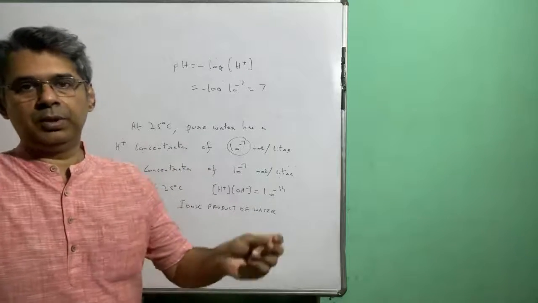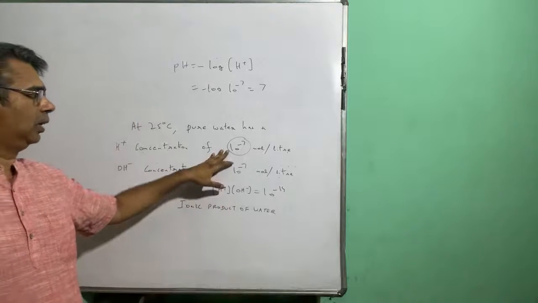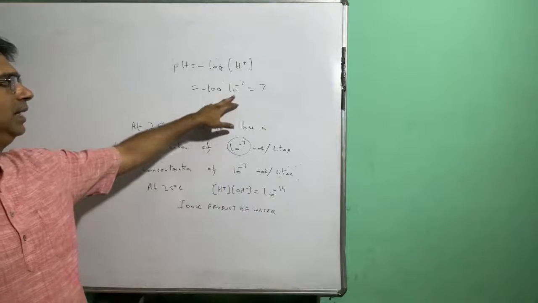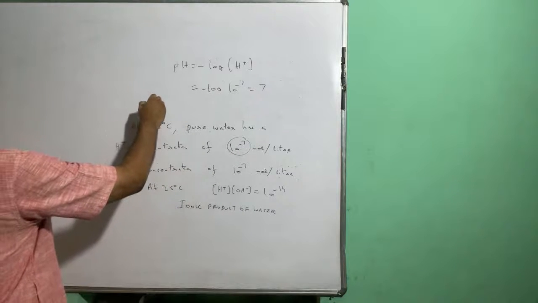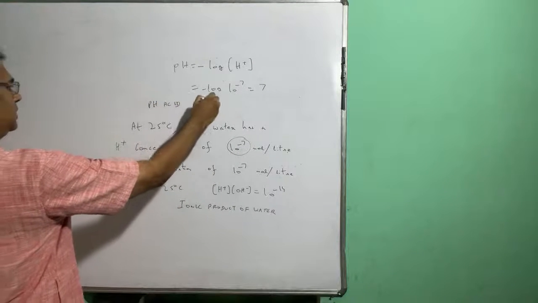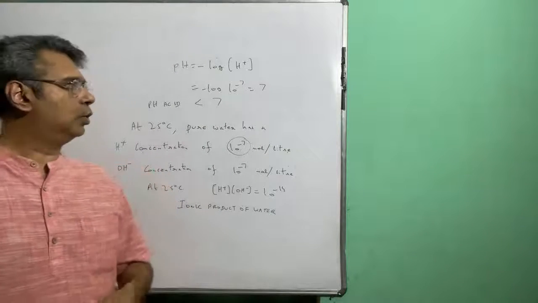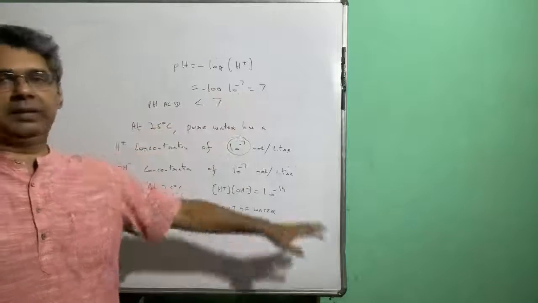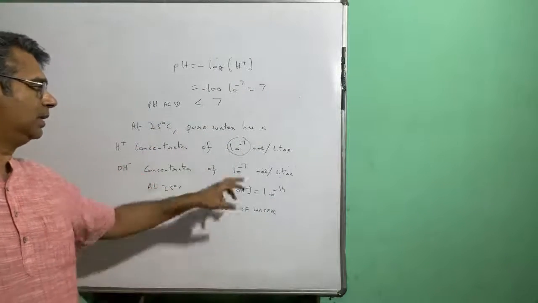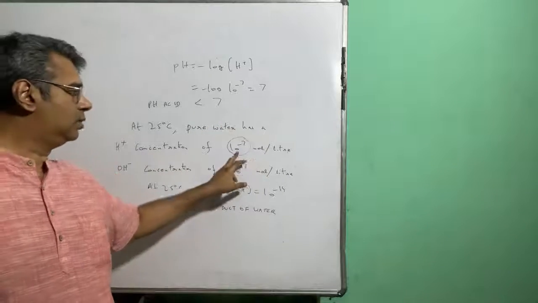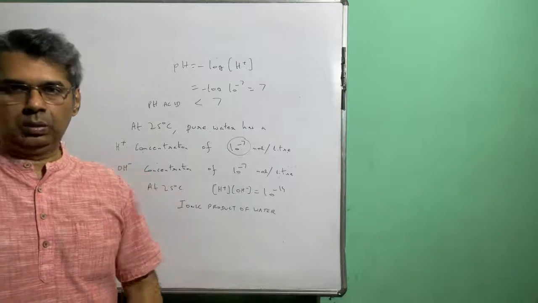Now suppose you put more acid into the water. What will happen? The hydrogen concentration will go up, and if it goes up, the negative logarithm will go down. So the pH of an acid is less than 7. I repeat: the pH of pure water is 7. Now you put acid into the water, so the hydrogen concentration goes up, and the negative logarithm of this quantity goes down.